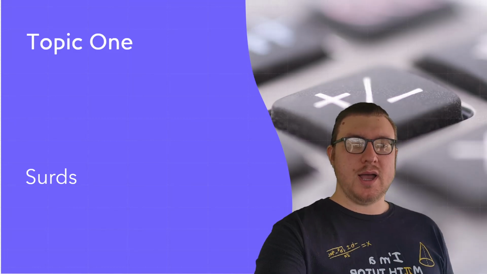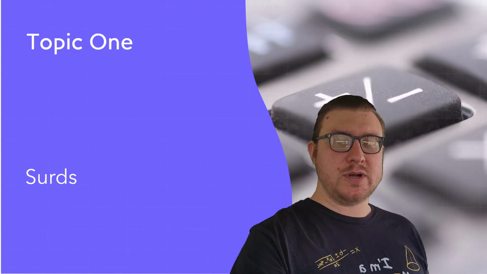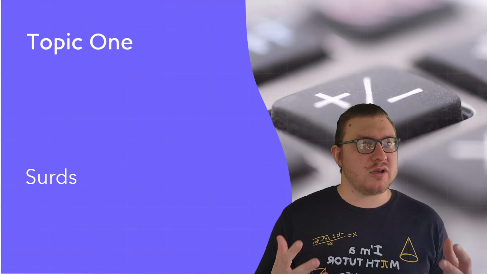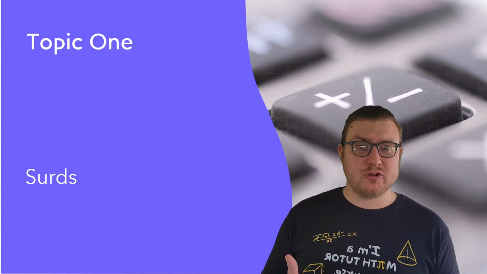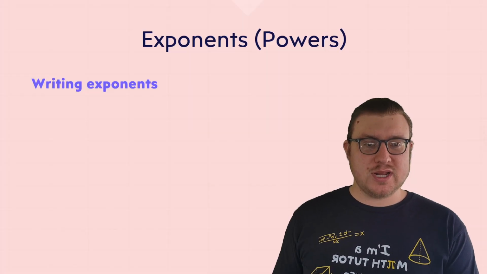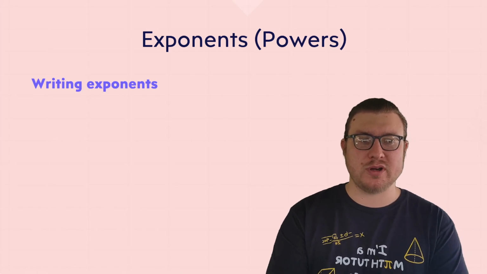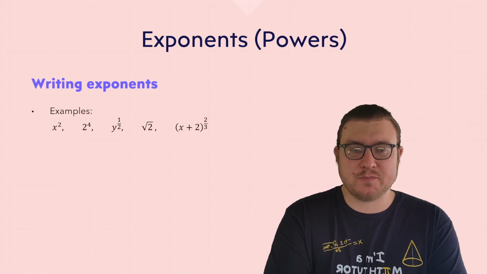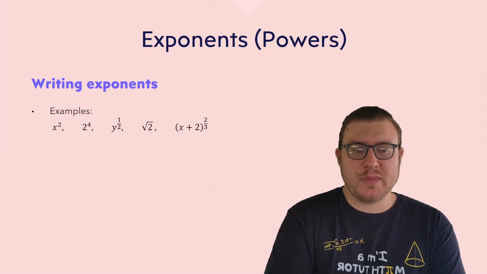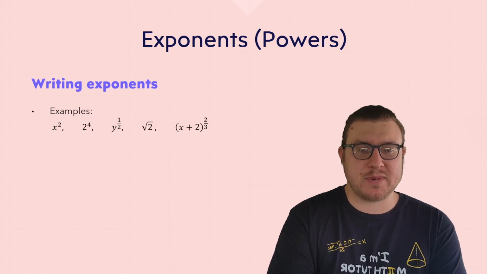Okay, so let's have a look at our first question. We're talking about surds. So what are surds? Surds are all sorts of roots. Nth root, the square root, cube root, and so on. So let's have a look. First, we need to talk about exponents, powers of numbers. So here's some examples. We've got our x squared, 2 to the 4, and here we can see all of them have some kind of power.